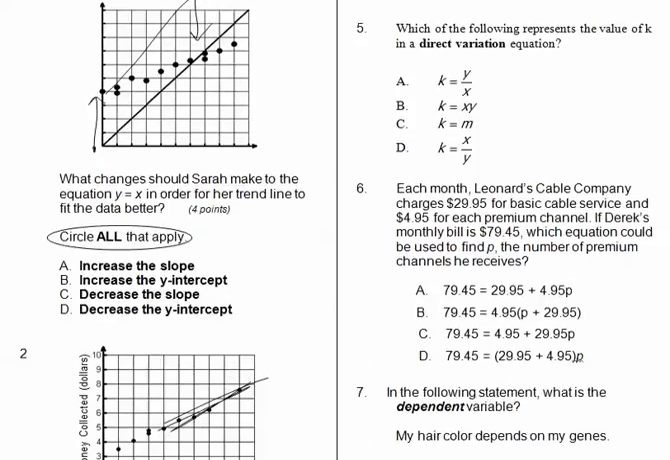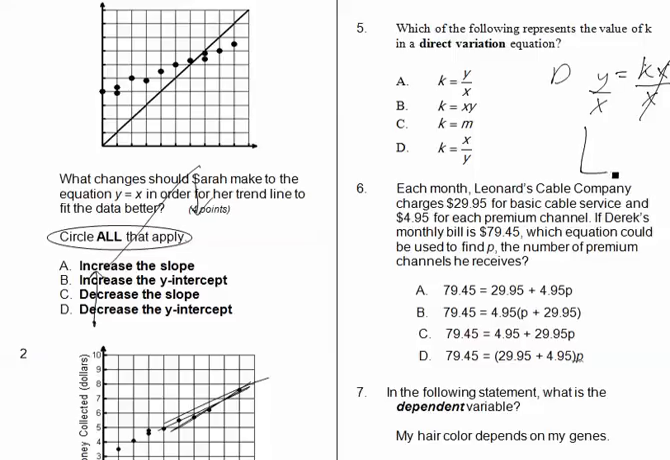So which of the following represents the value of k in a direct variation equation? So if you remember, direct variation equations are y equals kx, and so therefore to find out what k is in direct variation, we have to divide both sides by x, and k equals y over x.